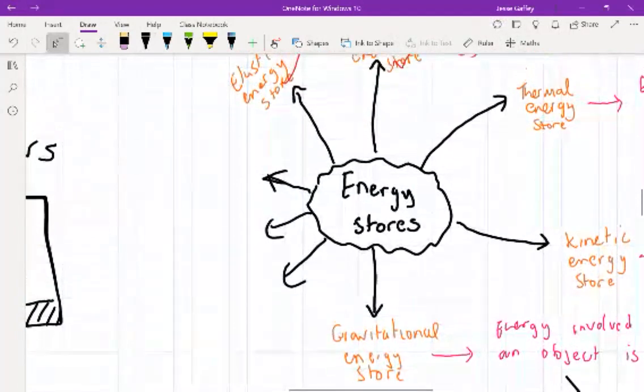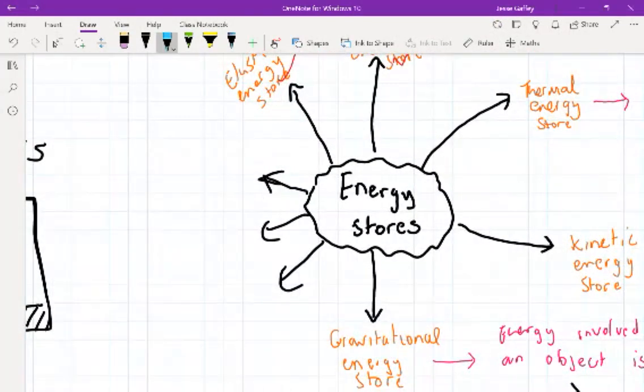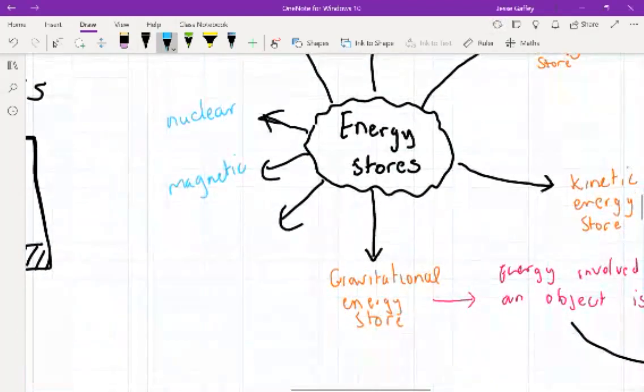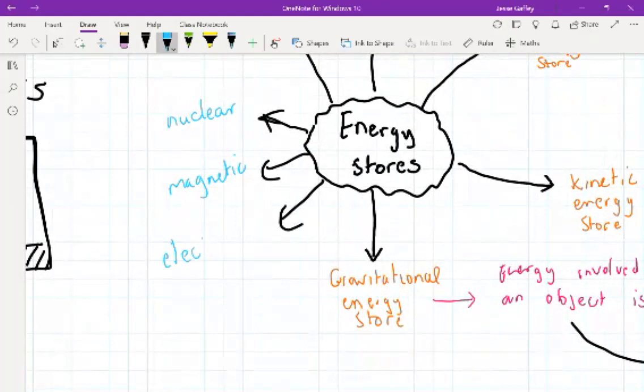Okay, hopefully you were able to have a go at that. If not, this is them. We have the nuclear energy store. We have the magnetic energy store. And then the hardest one to remember, I think, is the electrostatic energy store.